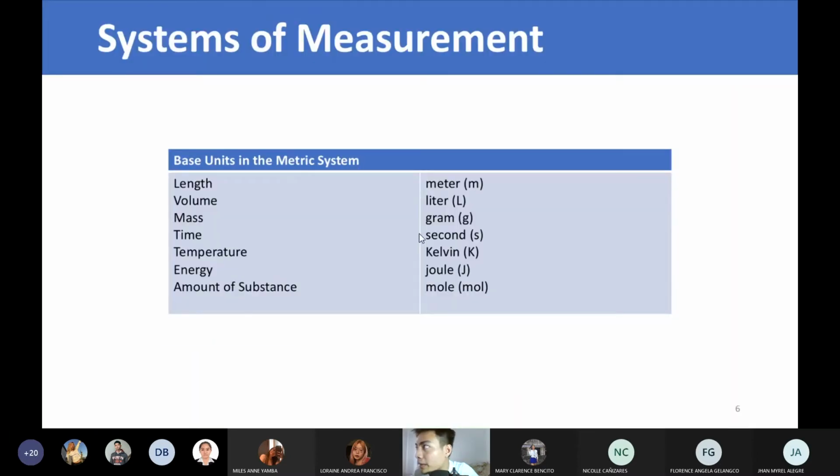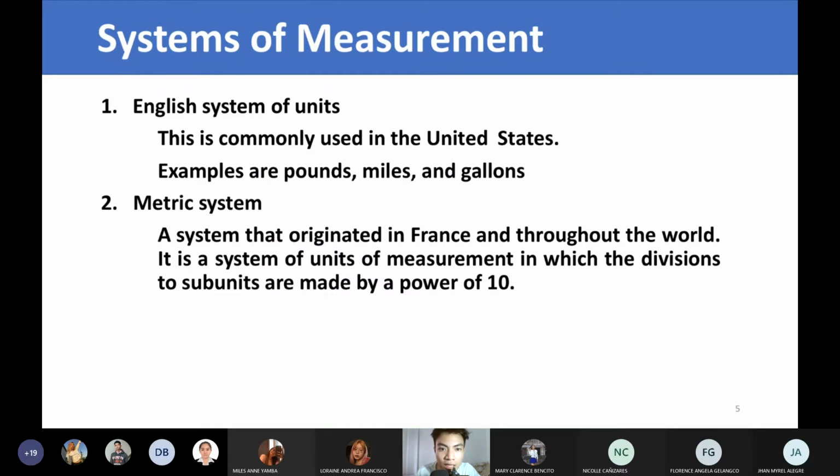Okay? Time is seconds, which is based on the oscillation of atoms. Temperature is Kelvin, which is based on the movement of molecules. We'll discuss that later on, there's a lot more to tell. Energy is the joule, the scientific unit, and the amount of substance is the mole, given by Avogadro in the 17th century. Okay? So that is our change from the English or imperial system to the metric system.